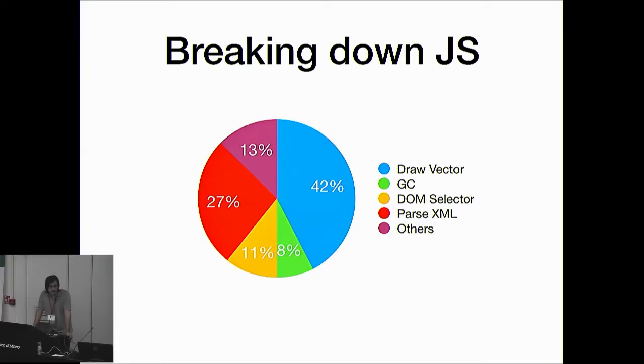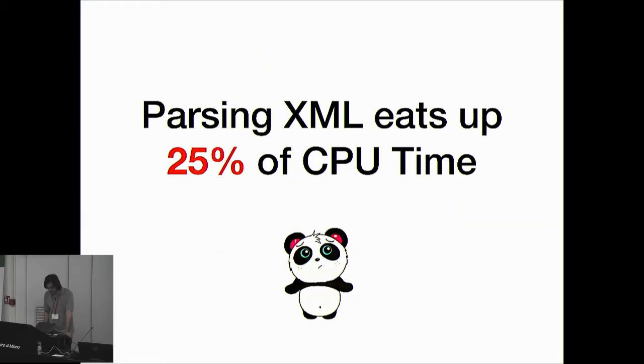If you break down the JavaScript processing of iD Editor, this is what JavaScript is actually doing. 42% of the time is just figuring out the vectors and SVGs. But there's this 27% of time where iD is trying to parse the XML, which is the OSM standard for data. I was curious about the ways we can improve this 27% and figure out different ways to reduce this number. It takes 25% of the CPU time.